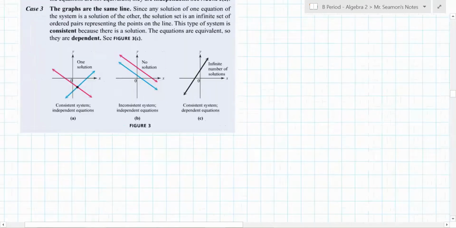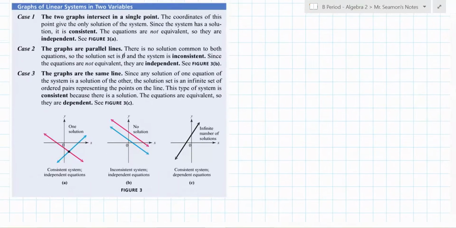So there are 3 different types of solutions. You could have 2 lines that intersect once. You could have 2 lines that never intersect. And then you could have 2 lines that are the same line. How many solutions are there for this system? 1. How many here? None. How many here? Infinite. Right, exactly.